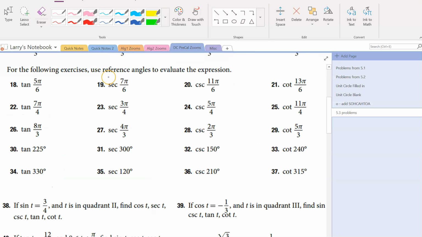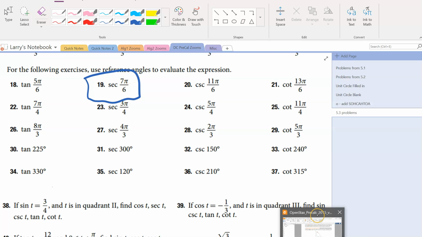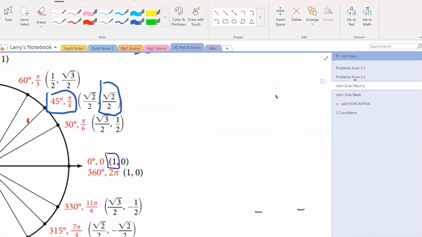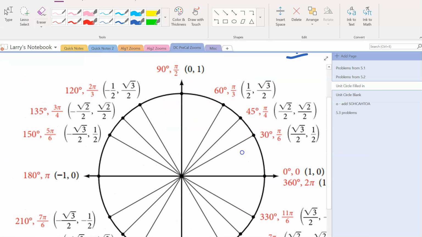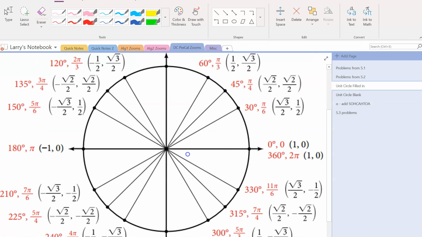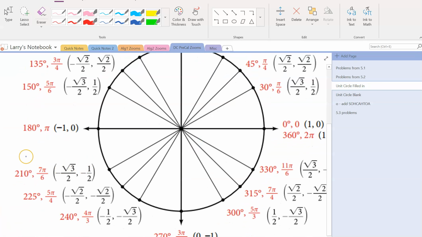12, so forth. So let's look at one from this next section, using reference angles to evaluate an expression. Let's take a look at number 19, secant of 7 pi over 6. Back to our unit circle. Here we find 7 pi over 6. It's the same as a 210 degree angle.